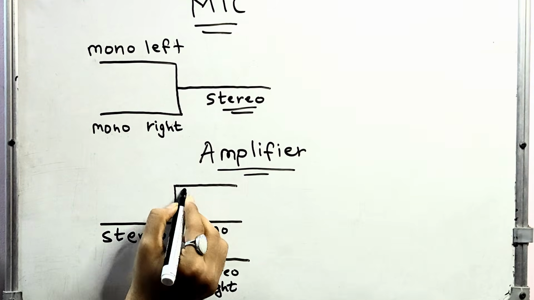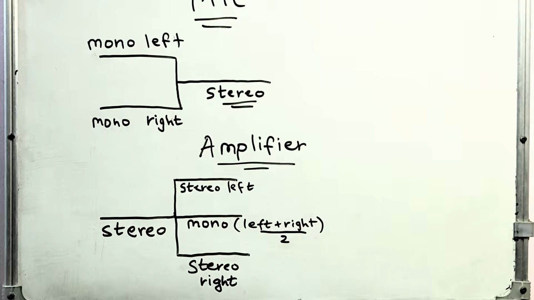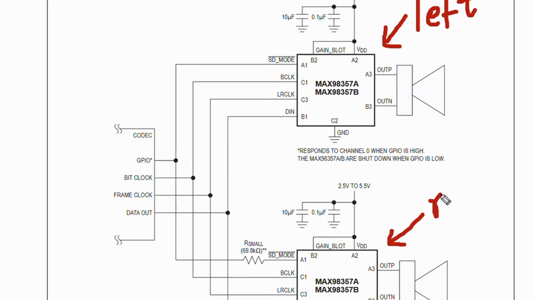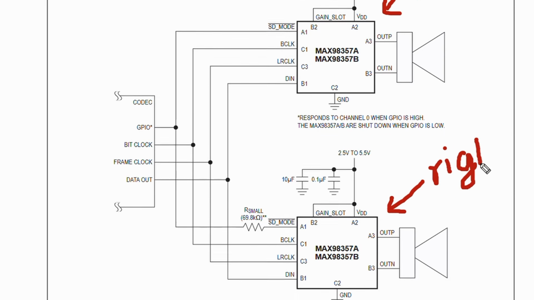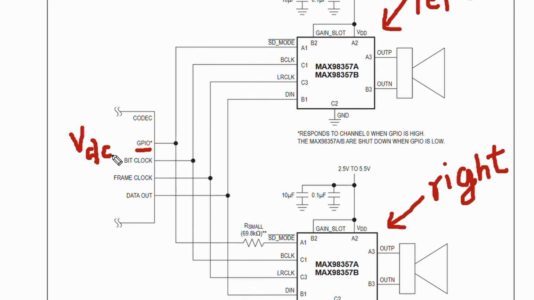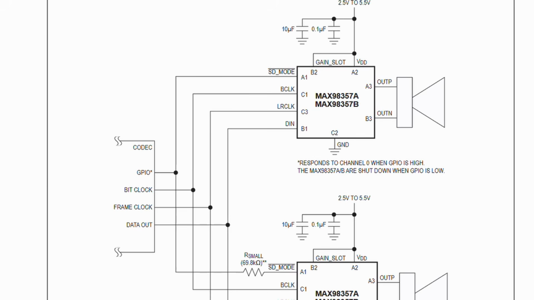We combine stereo into one mono output. And if you want a true stereo output, you have to choose either left or right channel on one module and the other on the second module, which will look something like in this picture. The lower amplifier in this picture is selecting the right channel, while the upper one is selecting the left channel, provided there is a high on the GPIO pin.